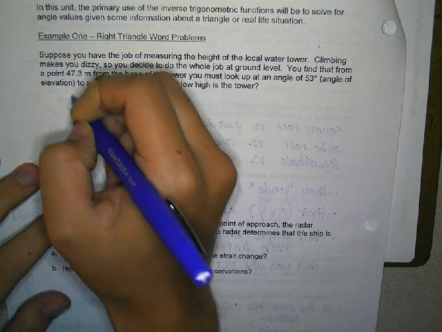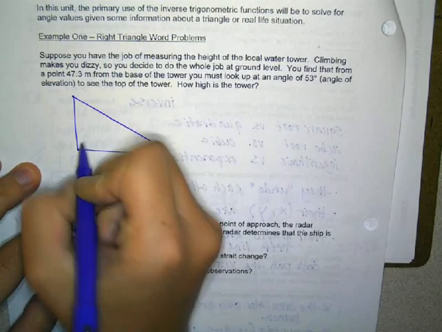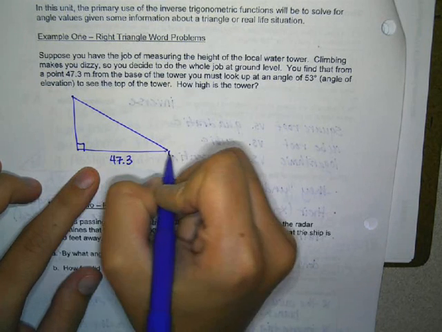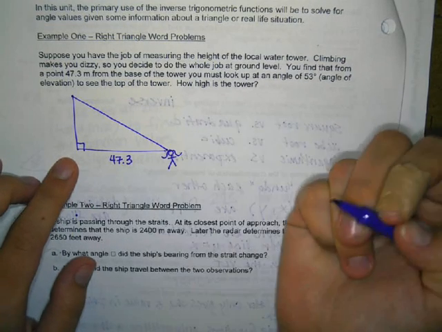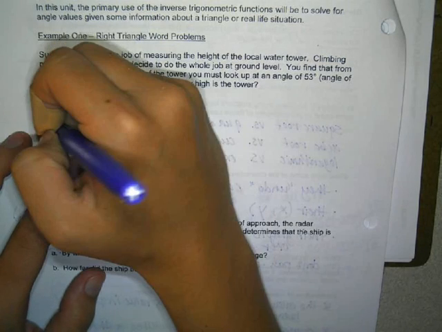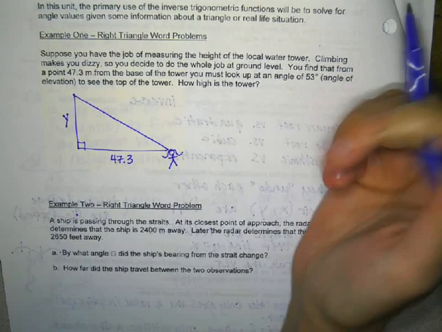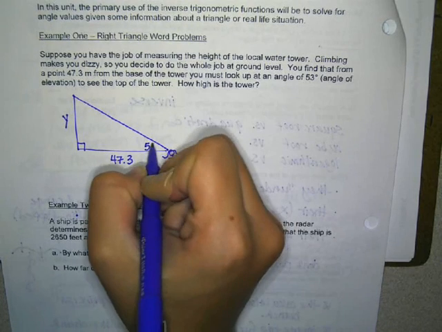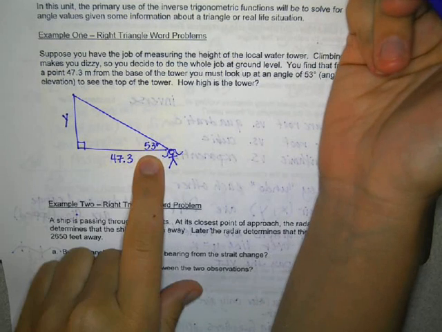So first thing I'm going to do is draw the scenario, which is going to end up looking like a right triangle. 47.3 is how far I'm standing from the base of the tower. And here's the tower. I don't know the height; that's what I'm trying to find. So I'm going to make that a y value because it's vertical. I know the angle of elevation, or how I have to raise my eyes to see the top of the tower, is 53 degrees.